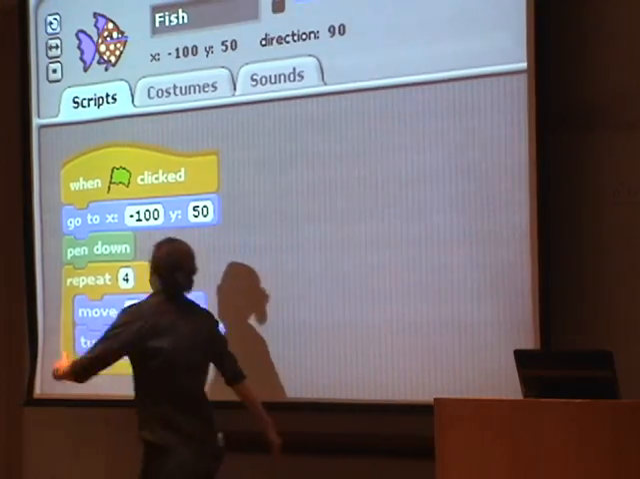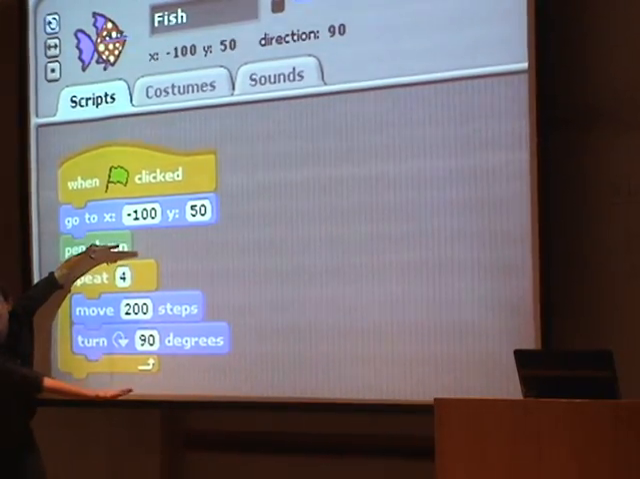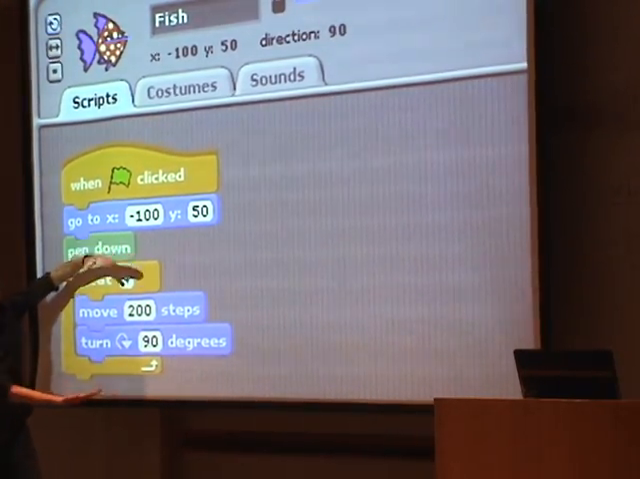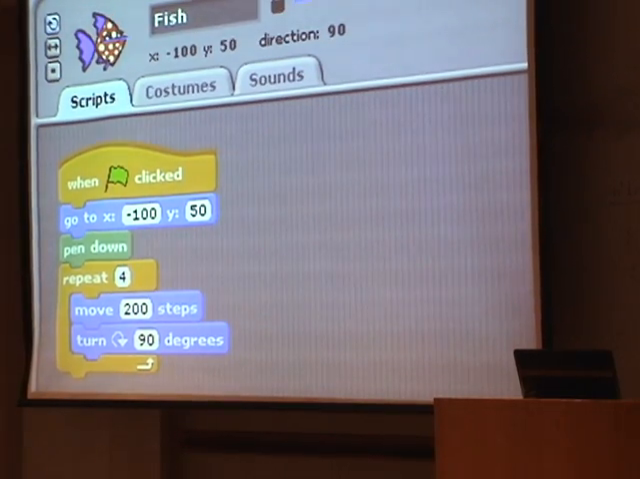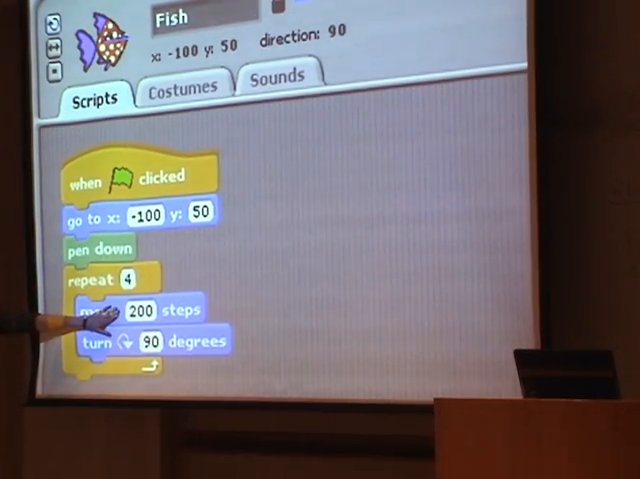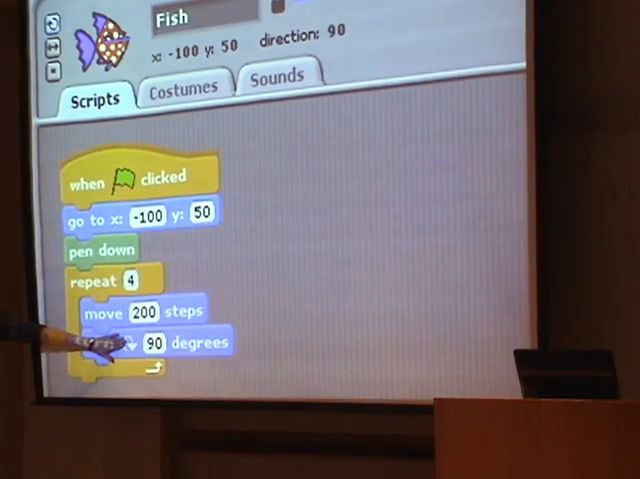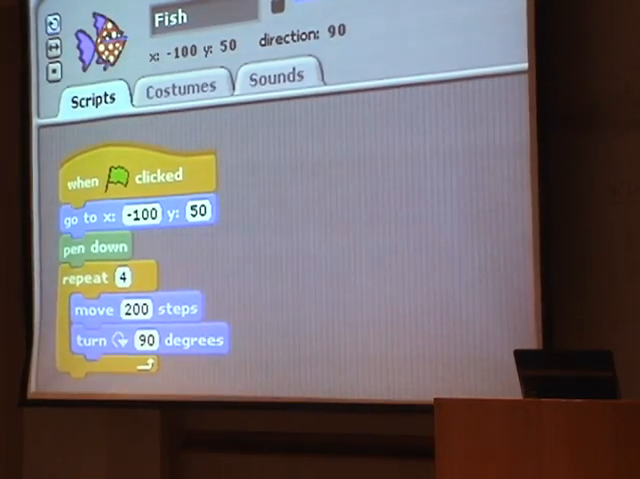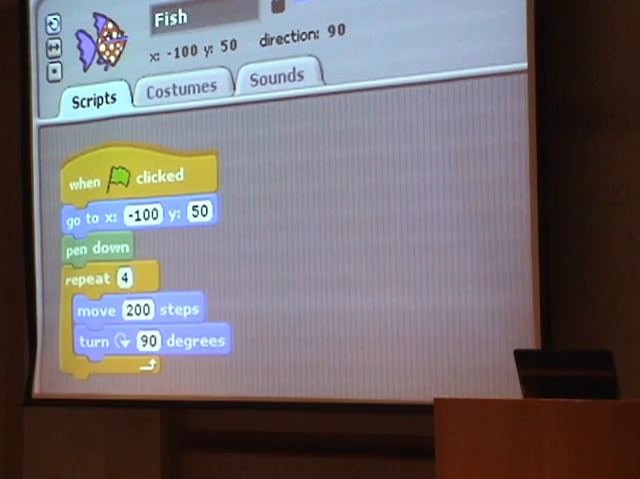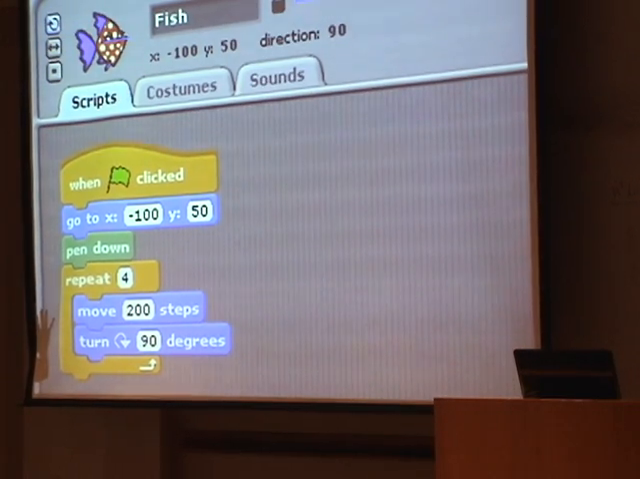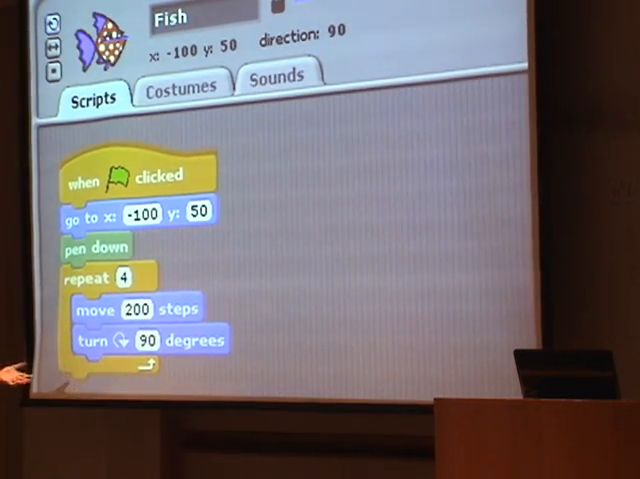So here I've got the C on the side, so these hug the things that they're going to repeat. A common misconception is they say, well, I want to move 200 steps and turn right 90 degrees, and I want to repeat that 4 times. Many students are going to say, so that means I do it 5 times. Which is a really sensible thing.